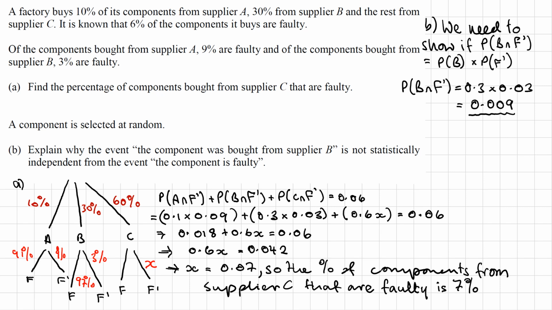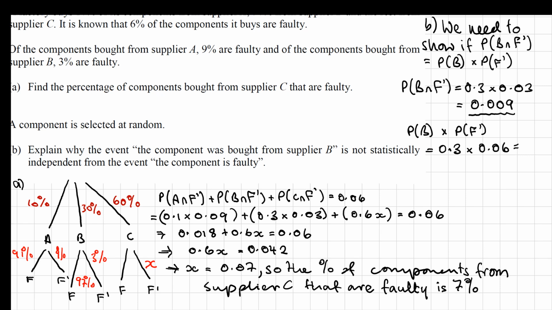And now we're going to do the probability of B times the probability that it's faulty. So the probability that it's from B is 0.3. Now the probability that a component is faulty is this 6% here. That's the probability it's faulty. So not B and faulty, but just faulty. So 0.3 times 0.06. That gives us a value of 0.018.